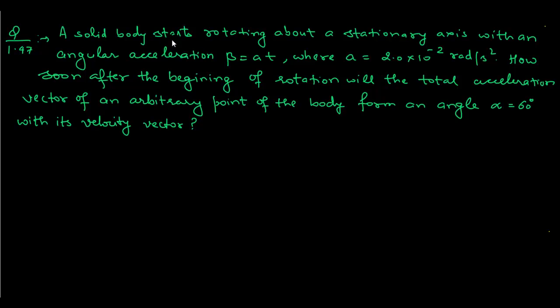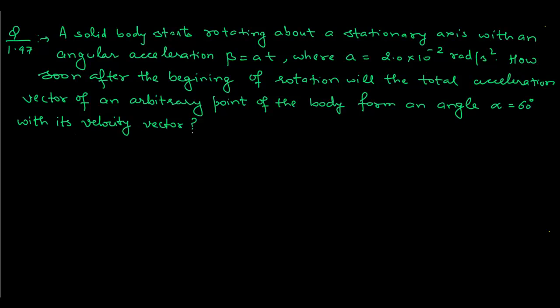A solid body starts rotating about a stationary axis with an angular acceleration beta equal to at, where a is a constant. How soon after the beginning of rotation will the total acceleration vector of an arbitrary point of the body form an angle alpha equal to 60 degrees with its velocity vector?